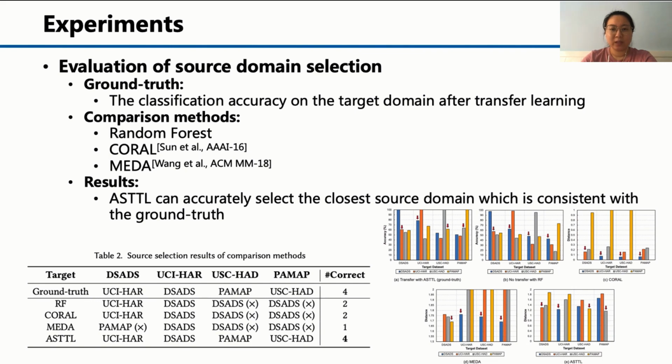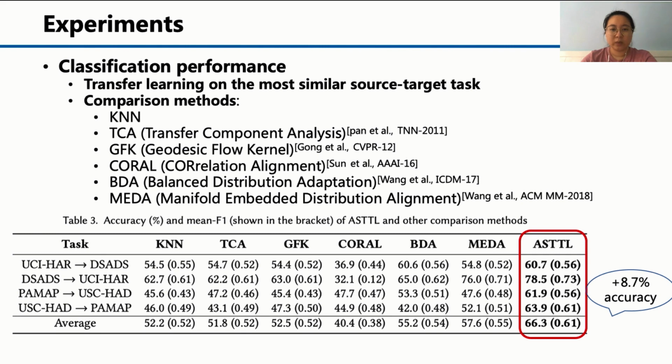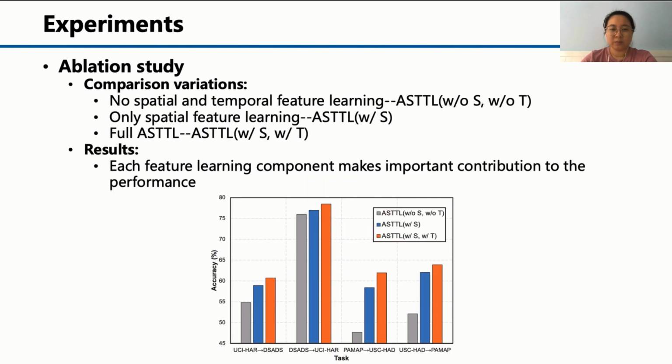Firstly, we evaluate the performance on source domain selection by calculating the domain distance between the target and each source domain, taking the classification accuracy on the target domain after transfer learning as ground truth for domain similarity. Results of ASTTL are consistent with the ground truth, which is superior to the comparison methods. We evaluate the classification performance by comparing with several methods, and our method achieved the best performance on 4 transfer learning tasks, with an average accuracy improvement of 8.7%.